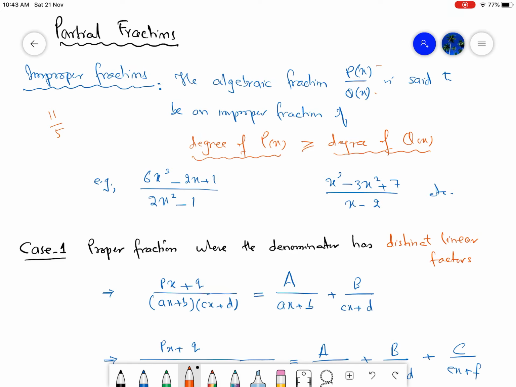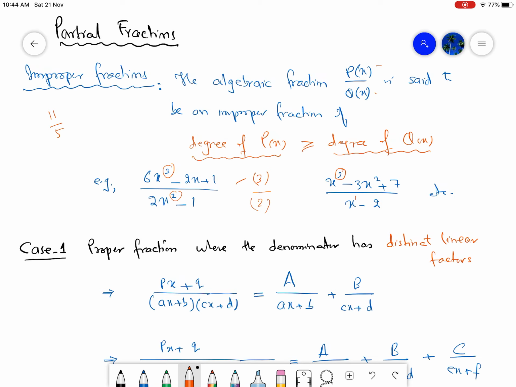I'm sure you know about the degree of any polynomial. The degree of any polynomial is the greatest or highest power of the variable in that polynomial. Look at the example here, 6x cubed minus 2x plus 1. The highest power of x here is 3, so the degree here is 3 in the denominator, and the degree of the numerator is 2. Because the degree of the numerator is bigger than the degree of the denominator, this is an improper algebraic fraction. Similarly, here you can see the degree of the numerator is 3 and the degree of the denominator is 1, so this is also an example of an improper fraction.